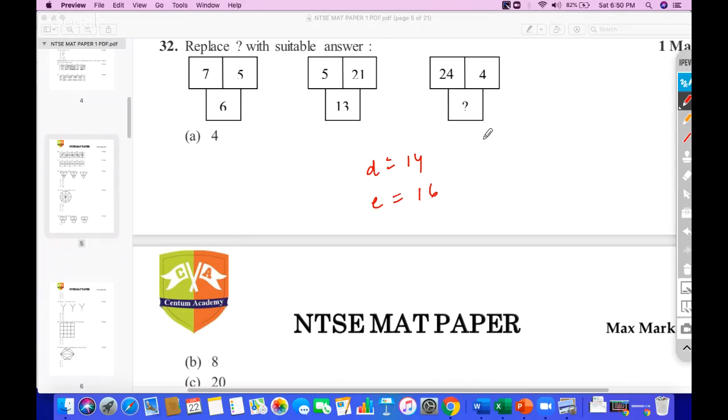5 plus 21 divided by 2 is 13. And so this has to be 24 plus 4 divided by 2. So 28 divided by 2 is 14. So answer is D. So this is the answer.